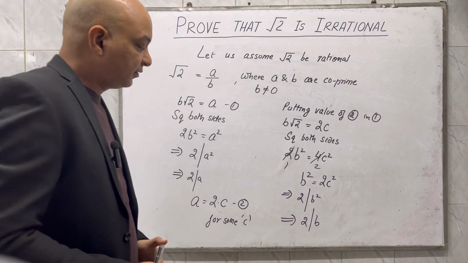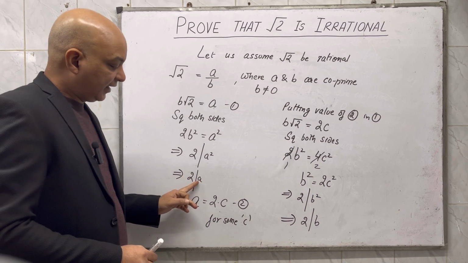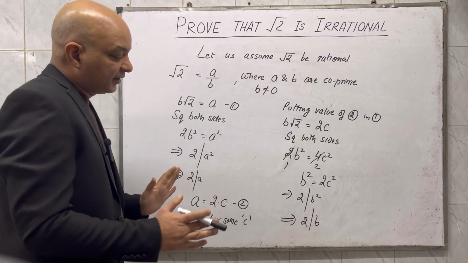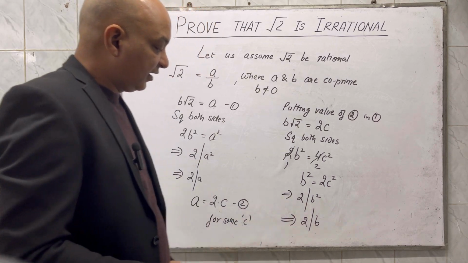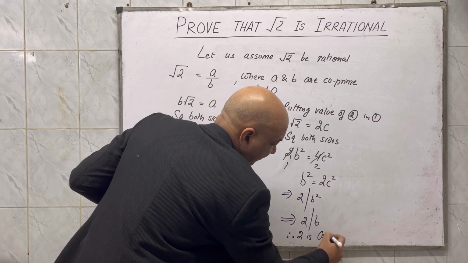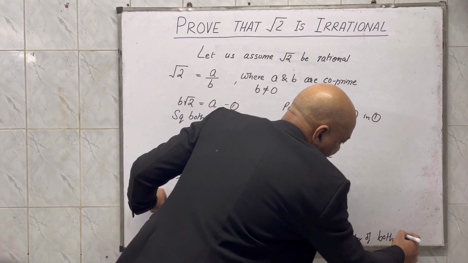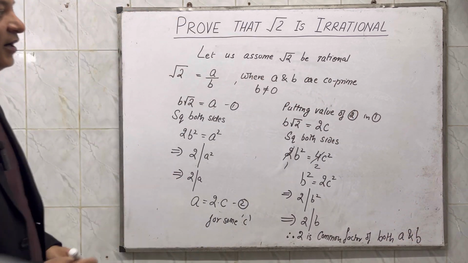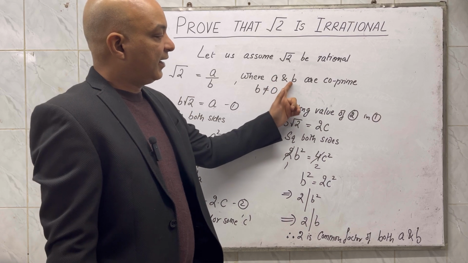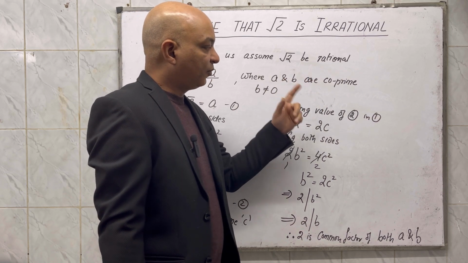Okay, here we get a contradiction because here we said 2 divides a, that means 2 is a factor of a, and here we are saying 2 divides b, that means 2 is a factor of b as well. So this means that we have arrived at a situation where 2 is a common factor of both a and b. Now this is a contradiction. Why? Because as you can see, I have initially assumed that a and b are co-prime, which means they have no factors common except 1.